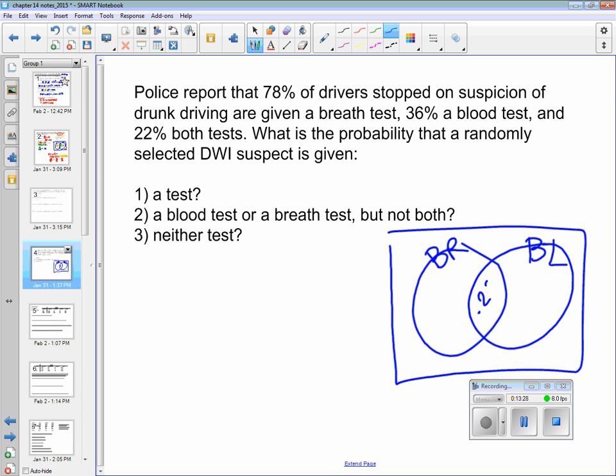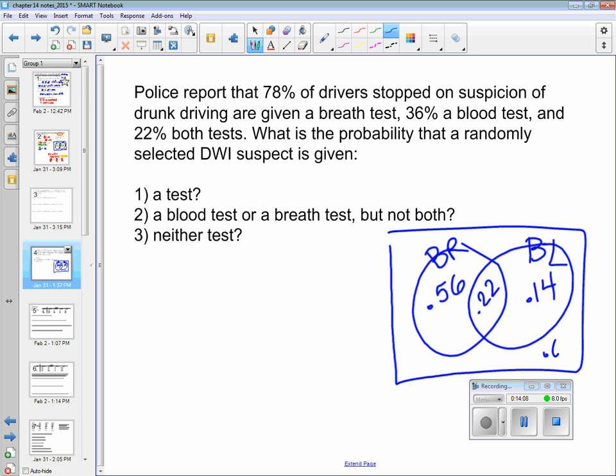And then I am going to have to work backwards because it does say 78% of drivers are given a breath test, but we've already accounted for 22% of those, so I'm going to have to subtract them. How many people, or what percentage of people, were only given a breathalyzer? 0.56, good. What percentage of people were only given a blood test? 0.14. And then what do I also need to account for? The none, okay? And so what percentage would be that? We're not given a test at all. 0.08.